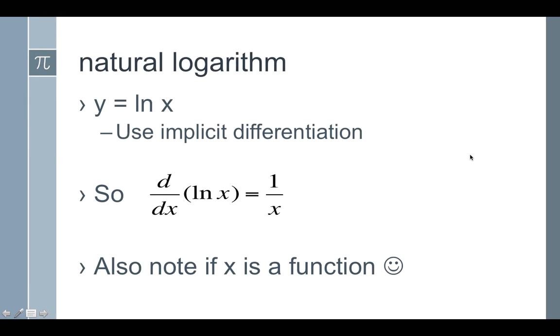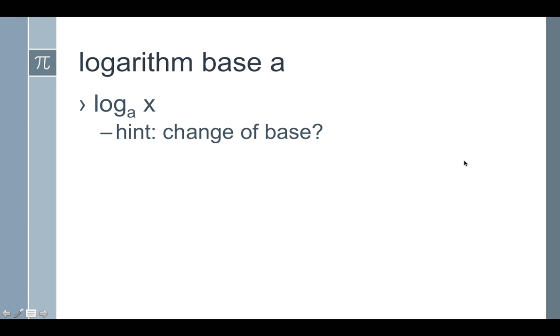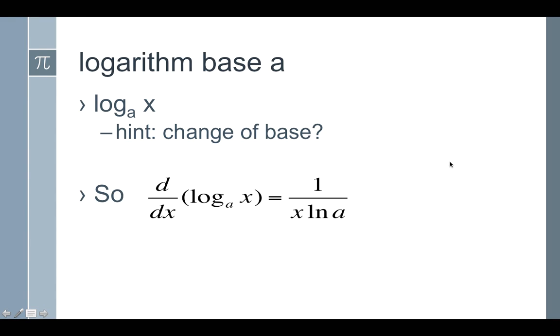Okay, so we just looked at logarithm base e, but what happens if I try to use the logarithm of a base a? So log base a. We're going to use the change of base formula here. What it comes out to is that the derivative of log base a of x is 1 over x times the natural log of a.